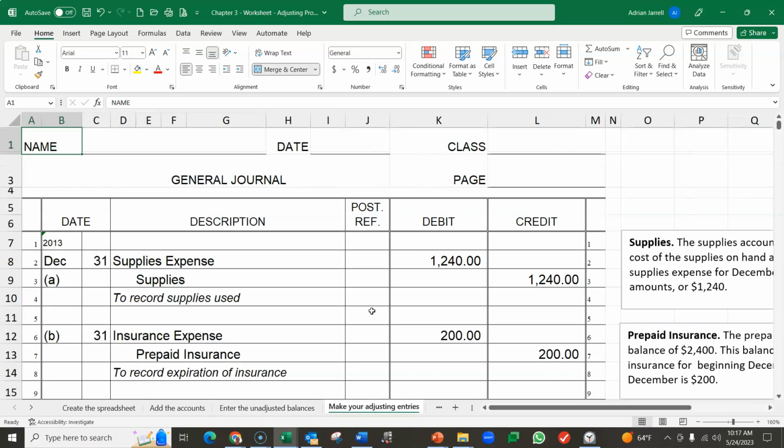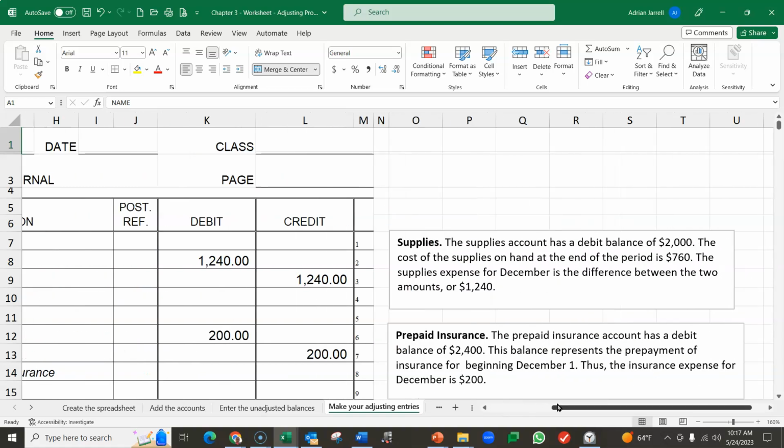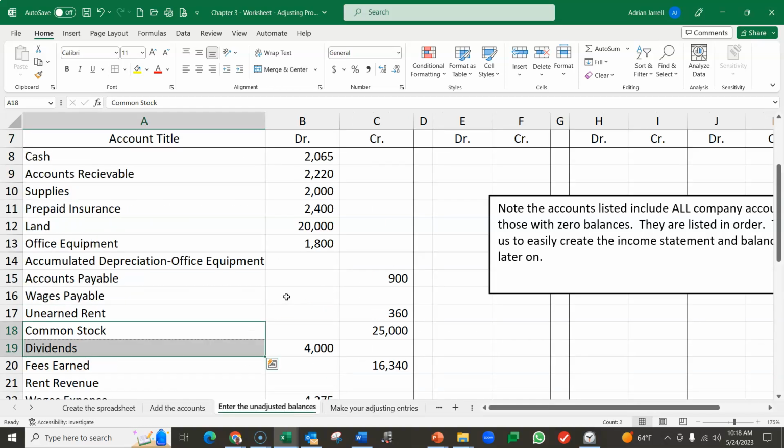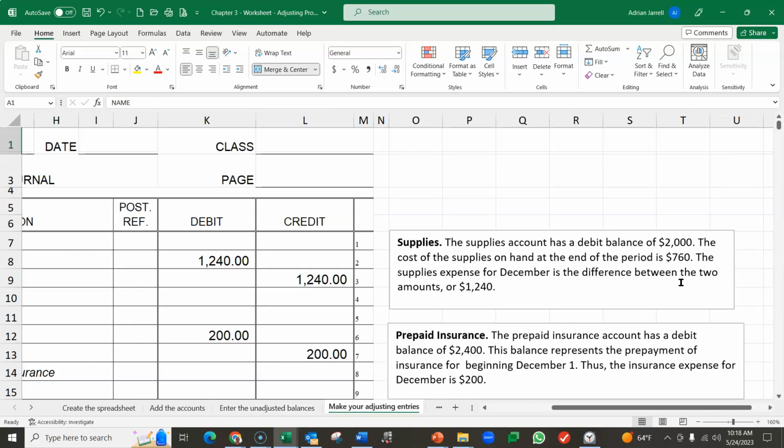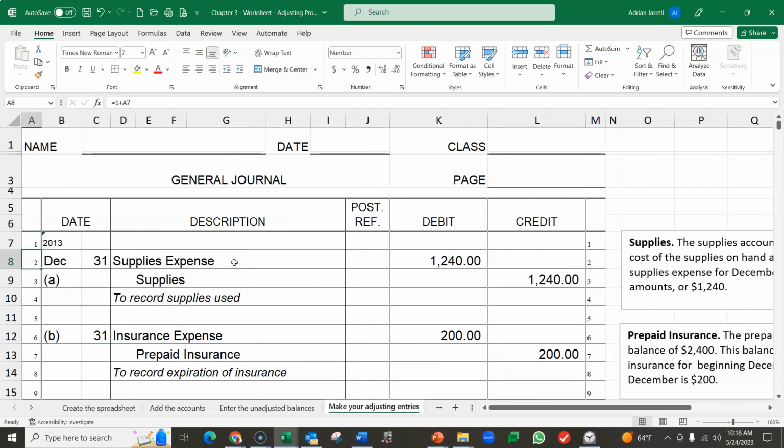Then I'm going to do my adjusting entries. And just real quickly here, supplies. This is the blurb. They have a debit balance of $2,000 in the supplies account. You can see that. $2,000 unadjusted balance. Count the supplies on hand. It was $760. So the adjusting entry has to be $1,240 to get down to that. You can do the math. Debit supplies expense, credit supplies.